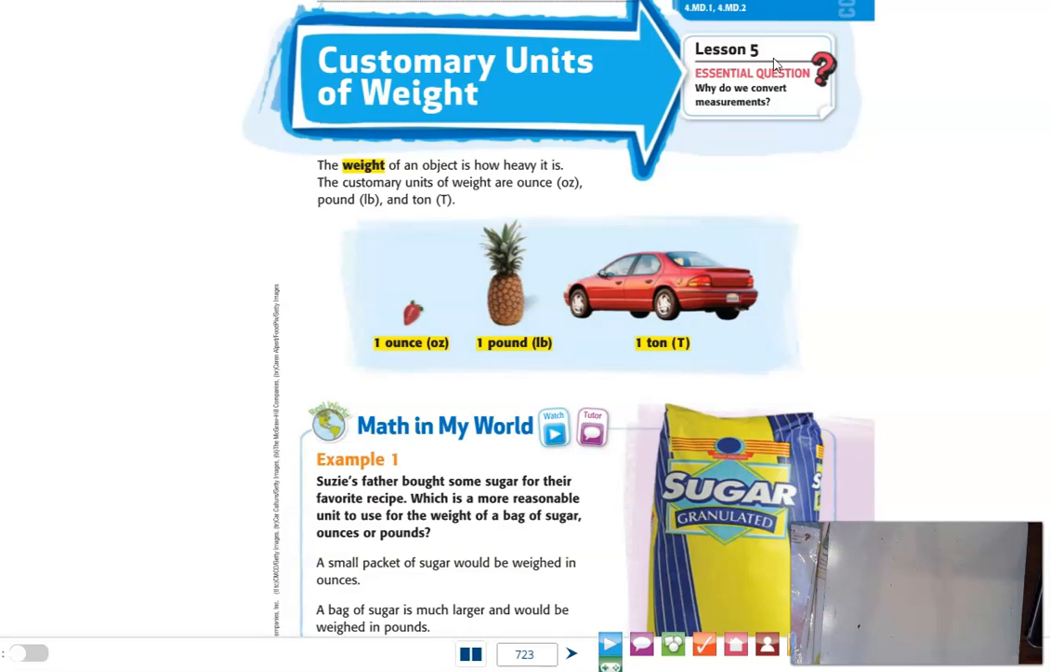Hi, we're at Chapter 11, Lesson 5 on my page 723. Our essential question: why do we convert measurements? The weight of an object is how heavy it is.